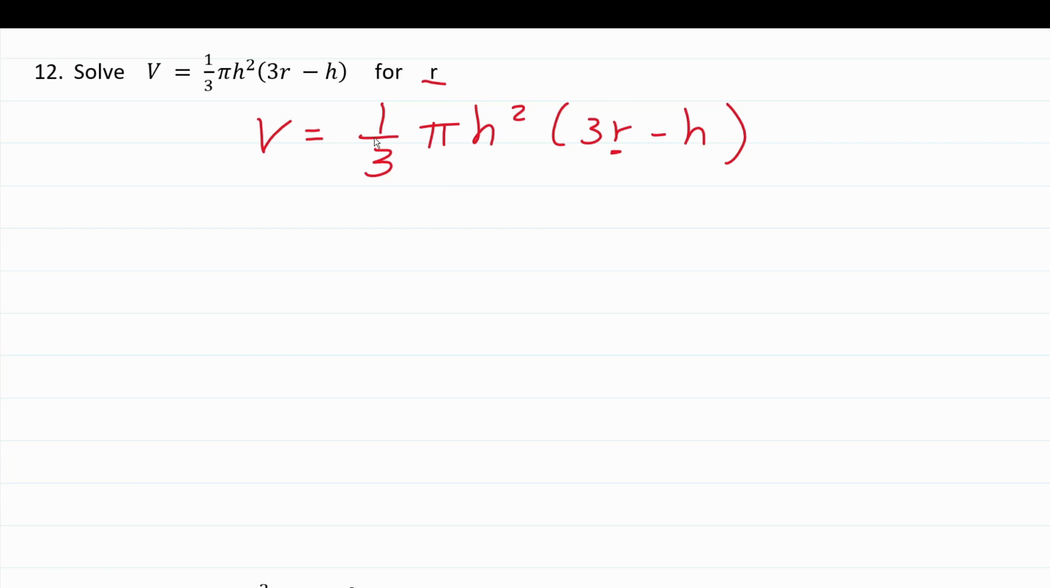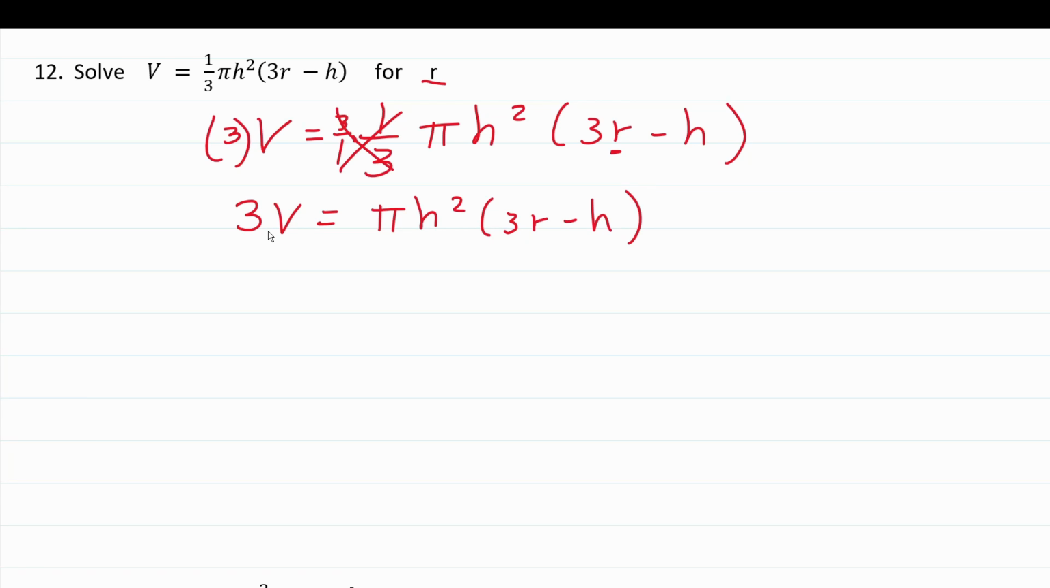Again, in order to get rid of fractions, you multiply them by their reciprocals, which means you just flip-flop them. So to get rid of 1/3, we're going to multiply it by 3 over 1, which is just 3. And we're going to do that to both sides. This crosses out here, leaving you with pi h squared 3r minus h over there. And this is 3v over here.